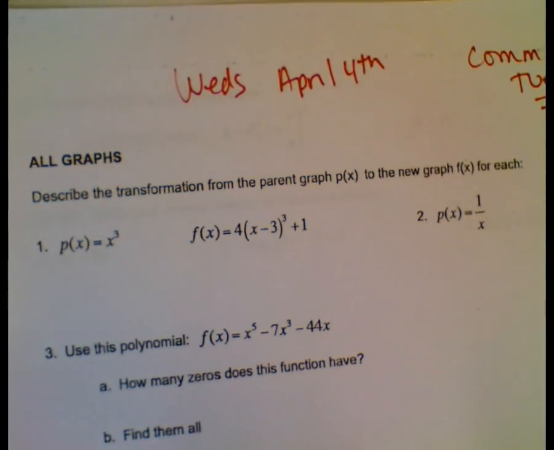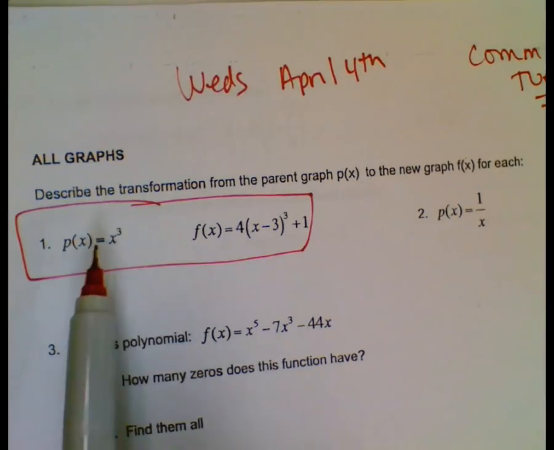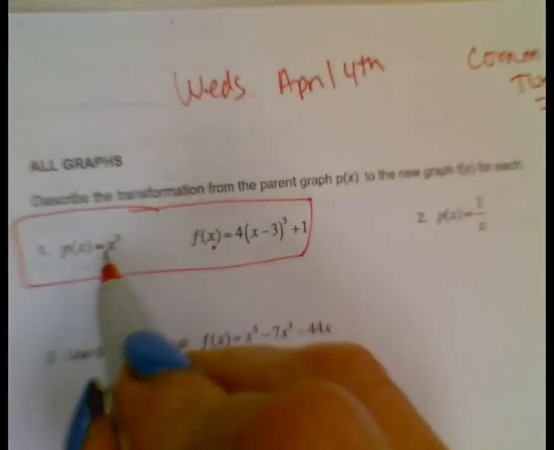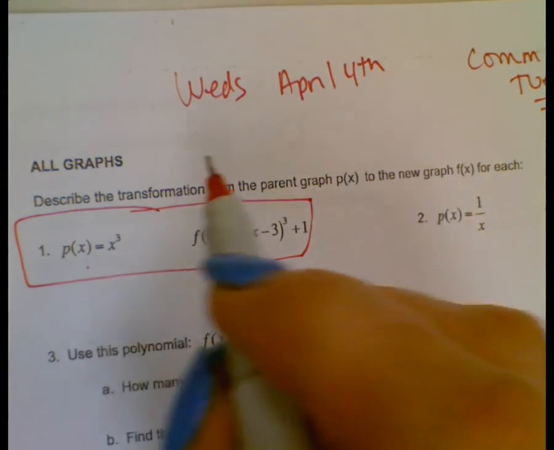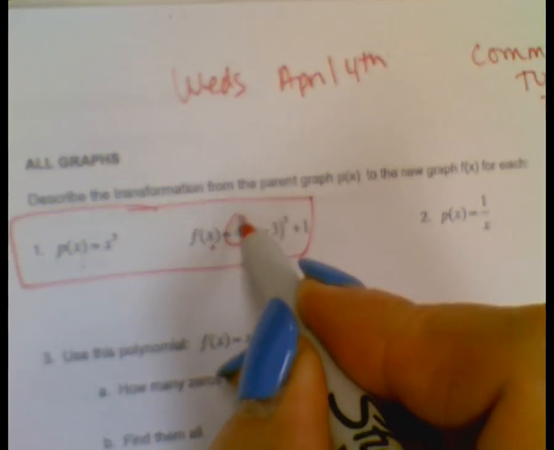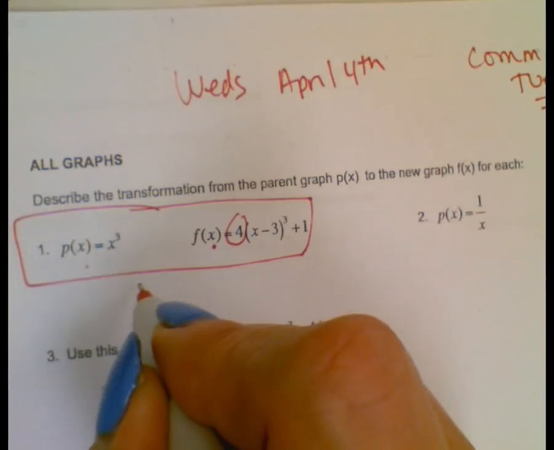Okay, so what are we going to do? So these first two kind of go together. It says, describe the transformation from p of x to f of x. So you'll notice that this is an x cubed. Okay, it's not asking what the shape is. They're saying what is being done to this. So you can use your calculator. Maybe the calculator will help you, but you shouldn't need a calculator for this. You guys have been doing this for years.